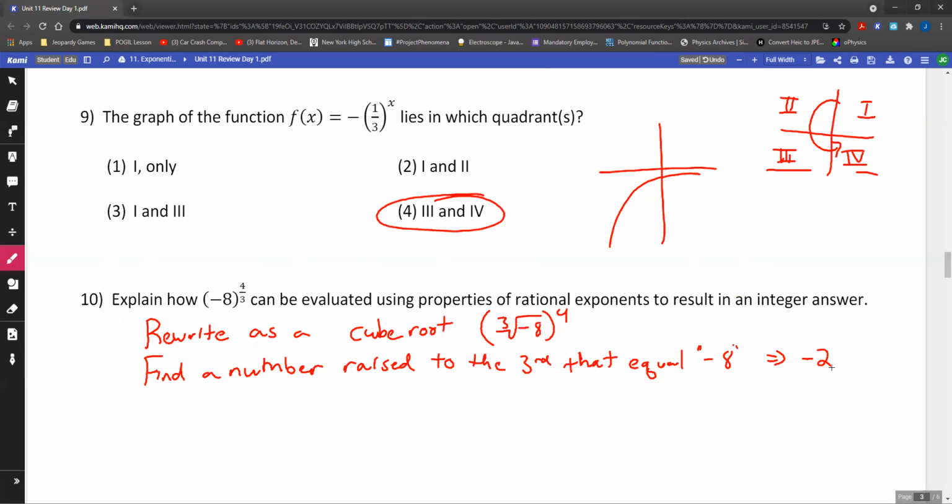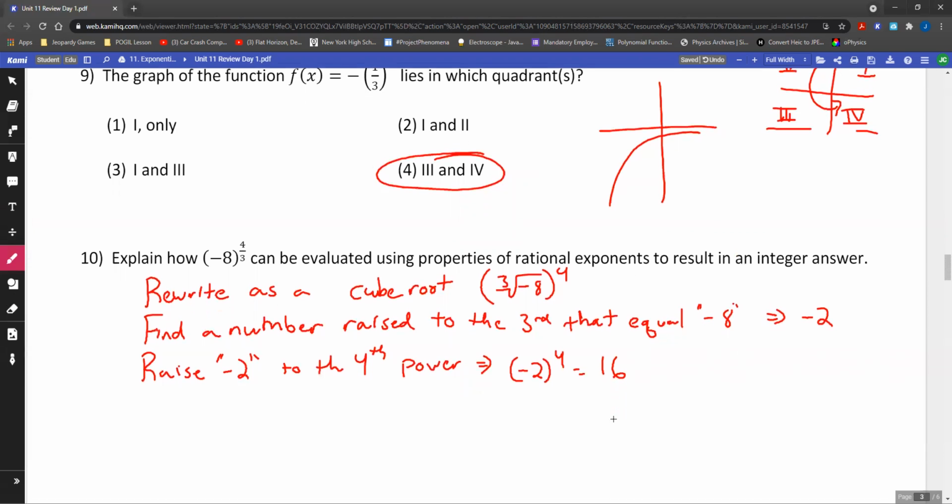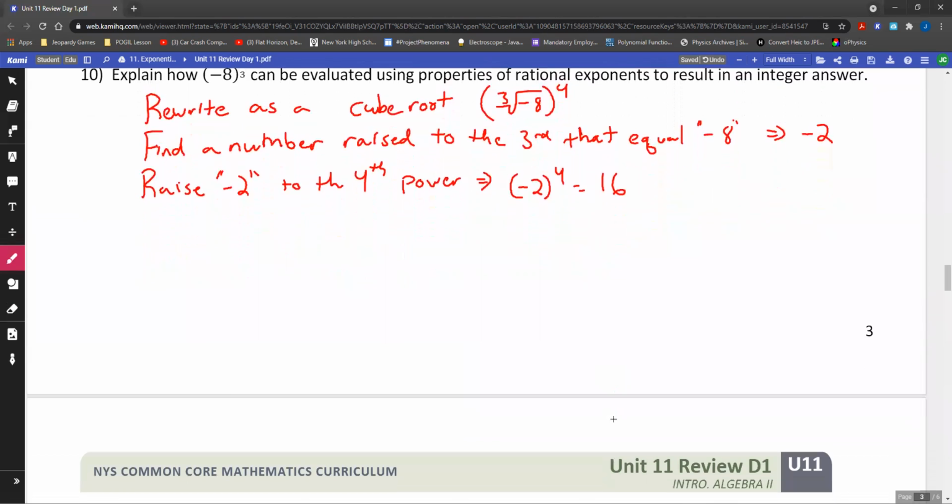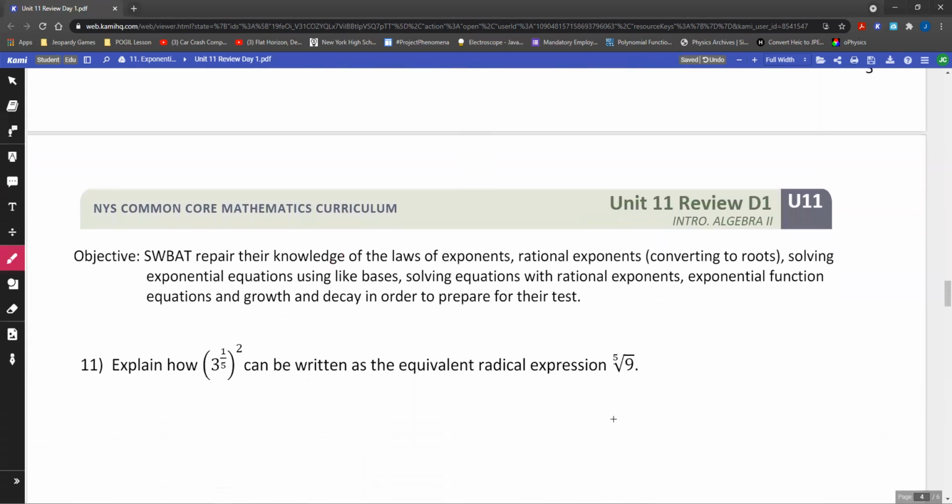If you plug it in your calculator, you get negative 2 times negative 2 times negative 2 gets you negative 8. And then you would raise negative 2 to the 4th. And that will get you positive 16. So that would be the answer. Again, they weren't asking you to answer it. They were asking you to put it in words, what you would do.